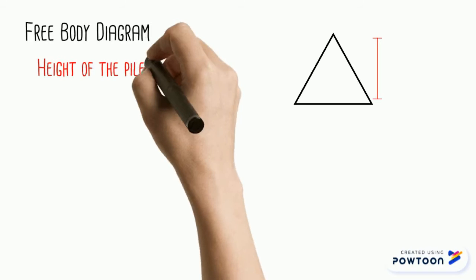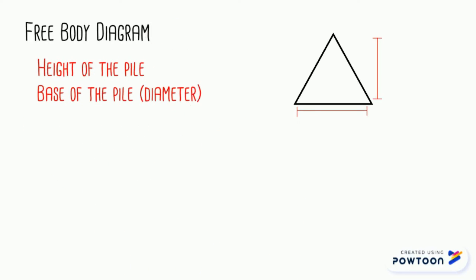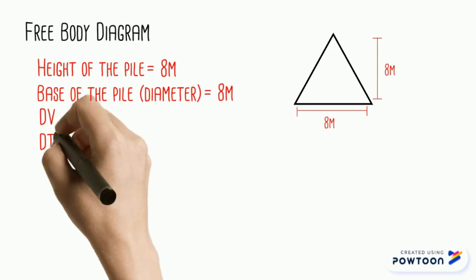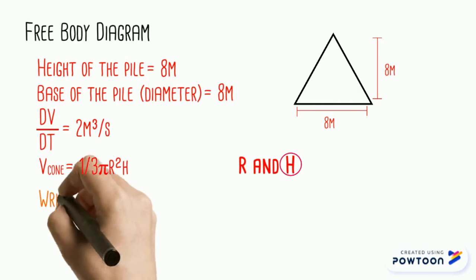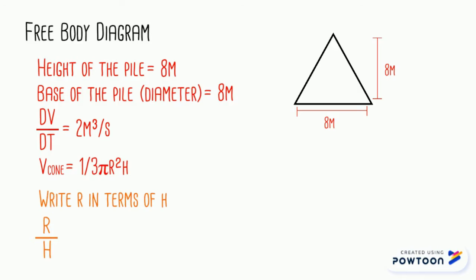The height of the pile of sand is equal to the diameter of the base, which is 8 meters. The derivative of volume with respect to time is equal to 2 cubic meters per second. Let's begin with using the formula for the volume of the cone, which is 1/3 pi r squared times height. However, we cannot directly use this formula considering that there are two variables involved. Since variable h is needed to determine how fast the height of the pile is increasing, we should write r in terms of h. But since the base is measured in diameter that is equal to 8 meters, then the radius is 4 meters. r in terms of h is now equal to 4 over 8.